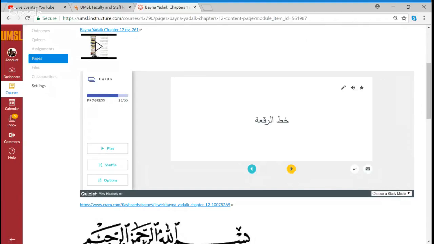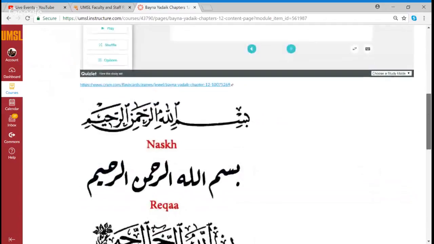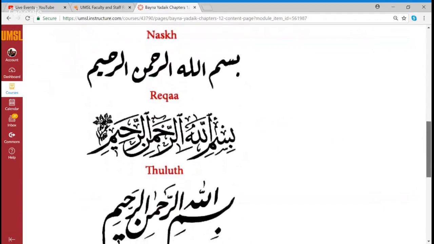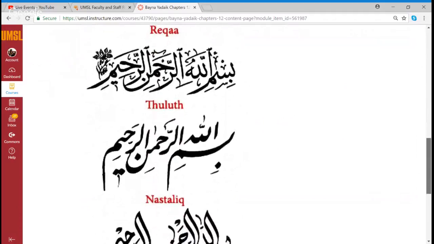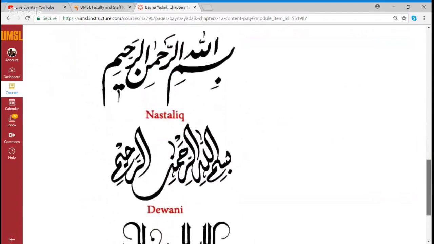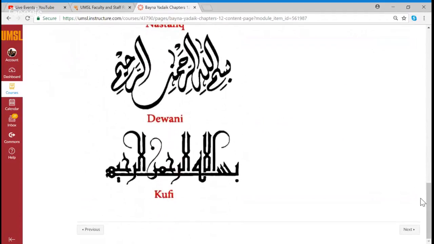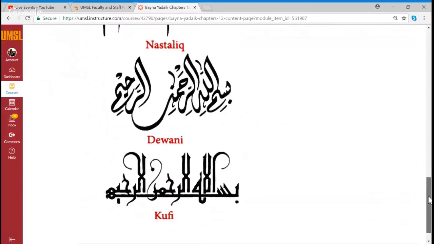Khat al-Ruk'a. Let me show you both of those. Yeah, the Ruk'a script. Okay, so this is Khat al-Nasikh, and this is Khat al-Ruqa. Oh, wow. And then there are others. Thuluth and Nastalik and Diwani and Kufi. So those are all different forms of Arabic script.